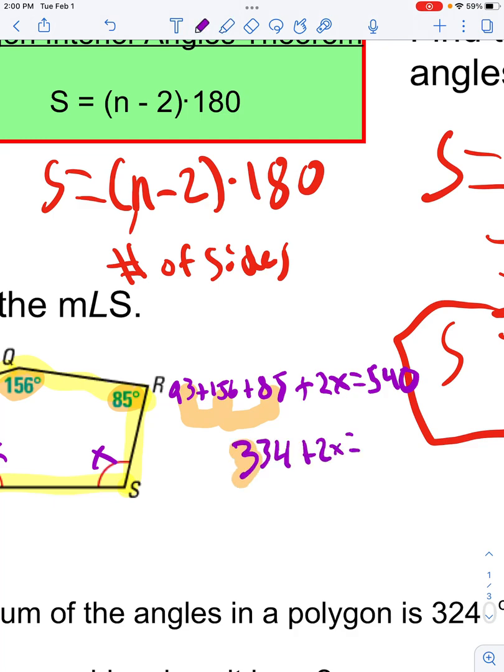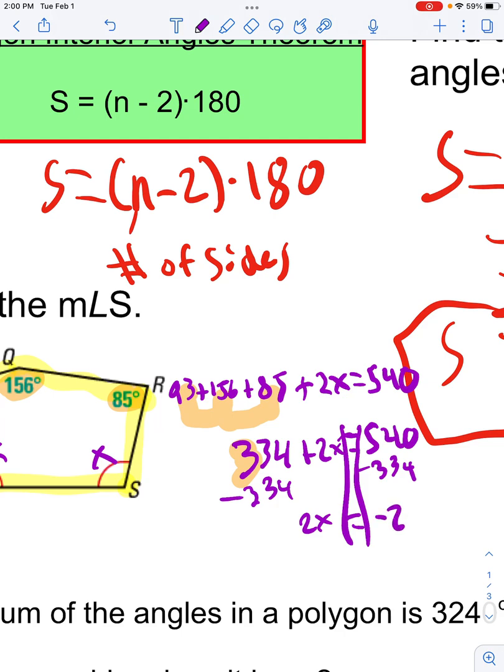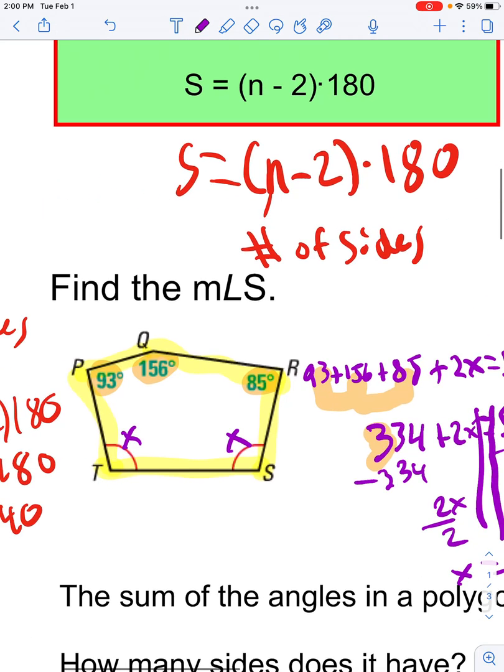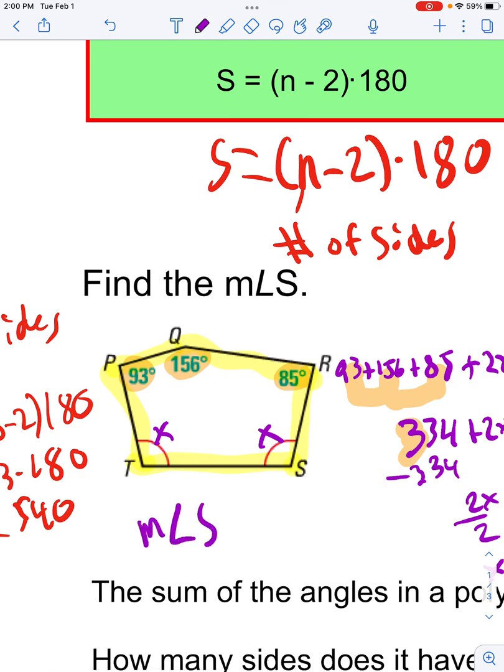334 plus 2x equals 540. We can subtract these. 2x equals 206, and when we divide by 2, x is going to be 103. So the measure of angle S equals 103 degrees.